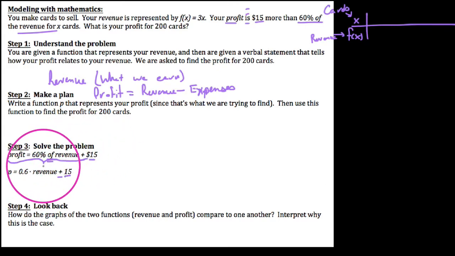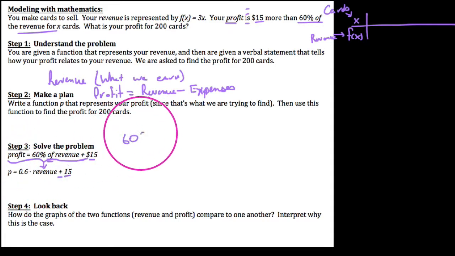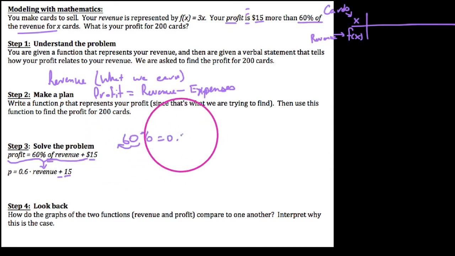All I've done from this step really to this step is take this verbal model and abbreviate things here. So our profit, we're going to use the letter P to represent that. 60%. Recall that when you write a percentage as a decimal, we move that decimal back twice. So we get 0.60 is 60%. And then remember, multiplication and "of" have an equivalency there. So 60% of our revenue plus 15, that's going to be our profit equation.